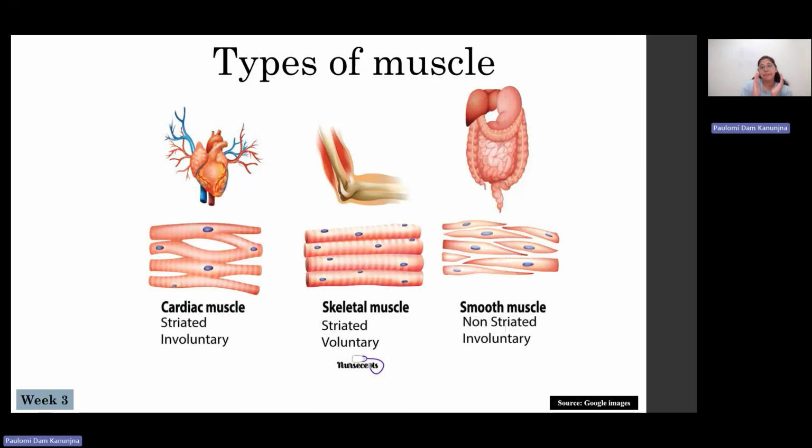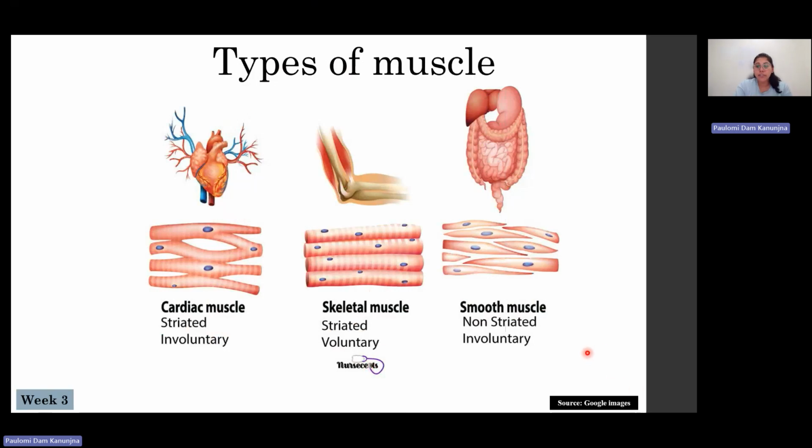Now you can differentiate all these different muscles based on their appearance. Striated basically means the presence of these dark and light bands. Involuntary means moving those muscles is not under our control, right? So involuntary and striated is cardiac, striated and voluntary is skeletal.